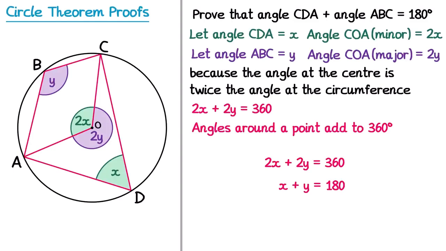But x and y were the original angles that we labelled, angle CDA and angle ABC. So if x plus y equals 180, angle CDA, which is x, plus angle ABC, which is y, must equal 180, which is exactly what we were trying to prove.